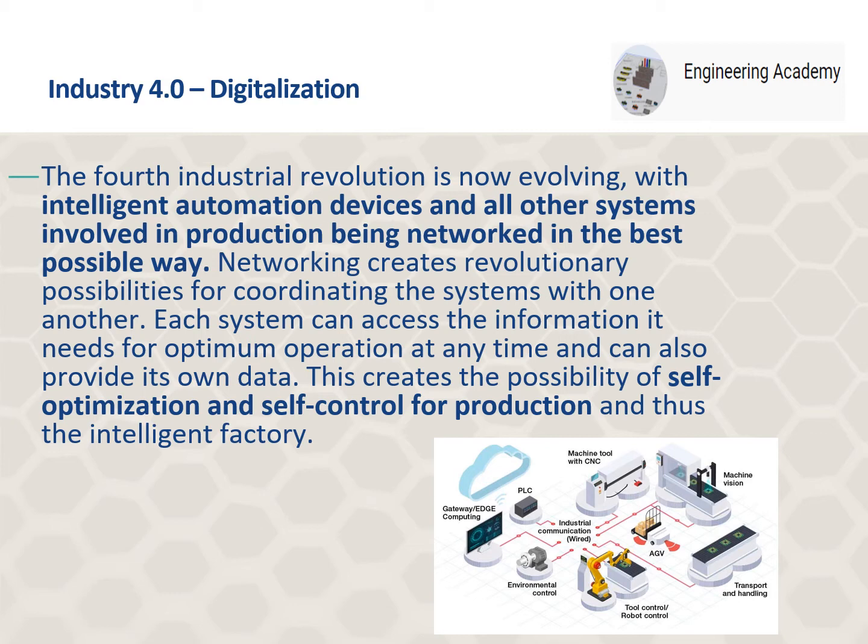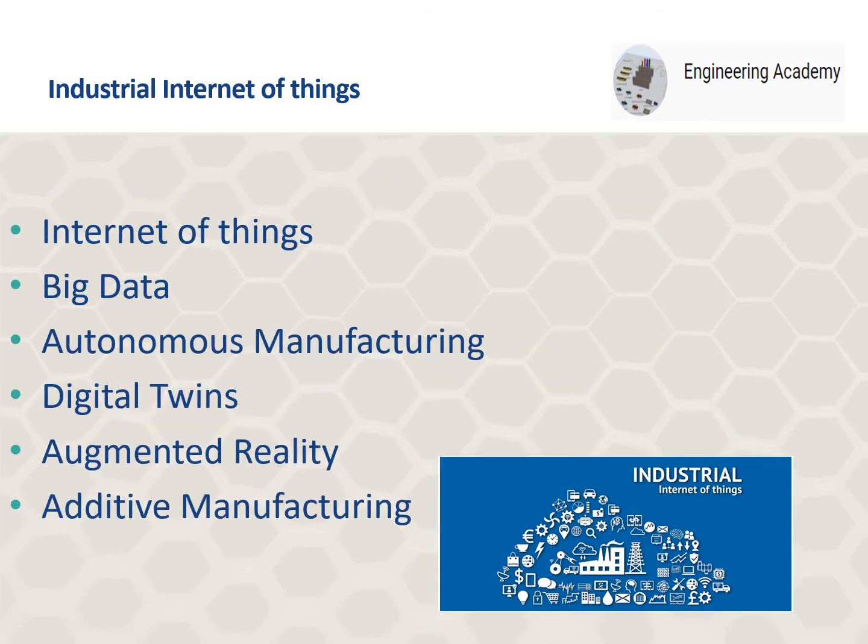But with all that comes an enormous amount of data. And that's where we get to with the Internet of Things. Internet of Things, this big data, autonomous manufacturing, digital twinning, which we'll talk about a bit later, and augmented reality and additive manufacturing. We'll talk about those in a different presentation.